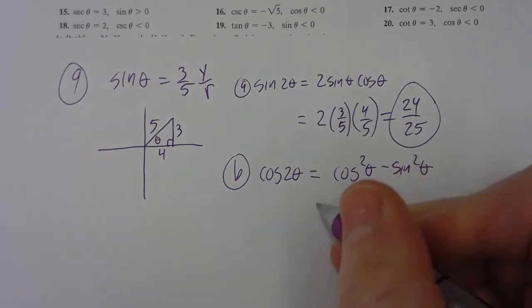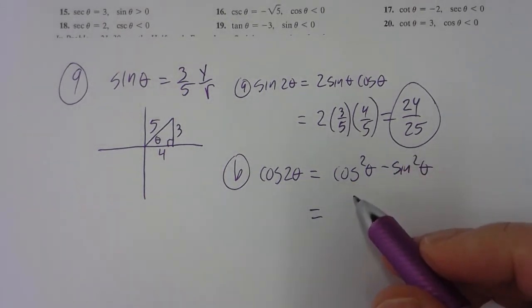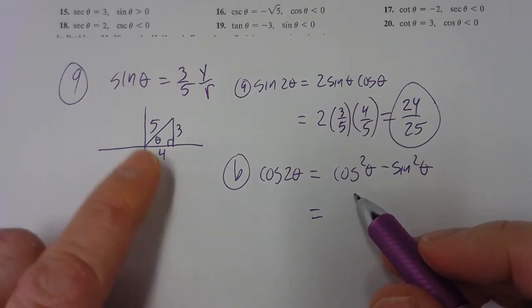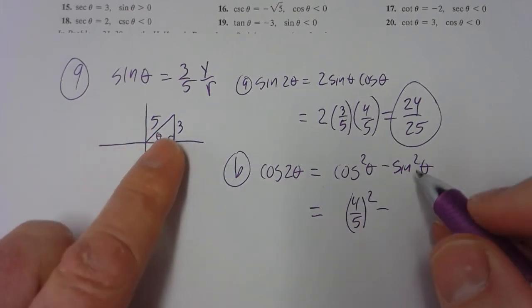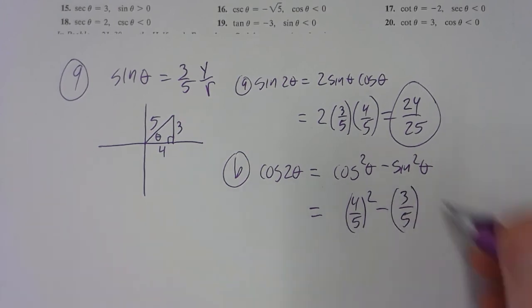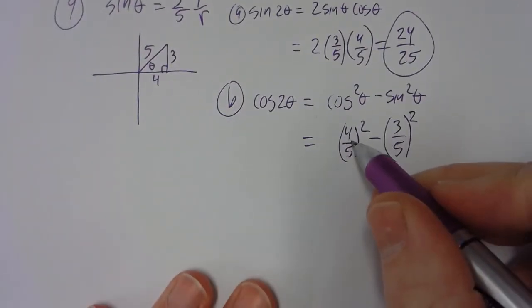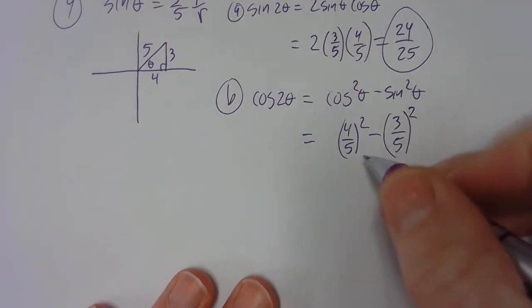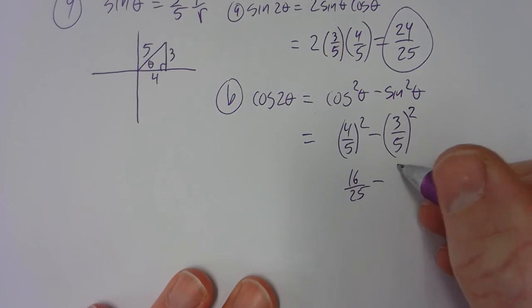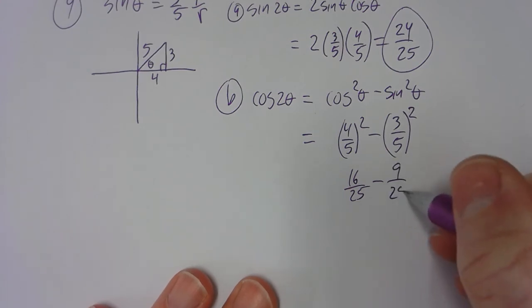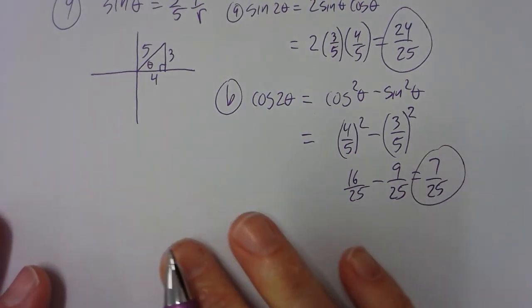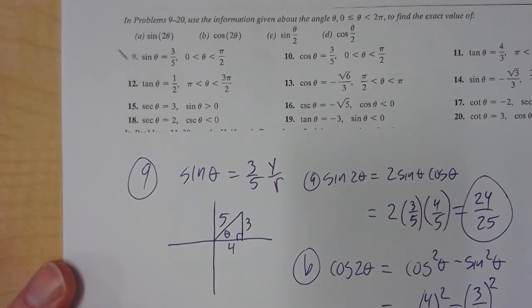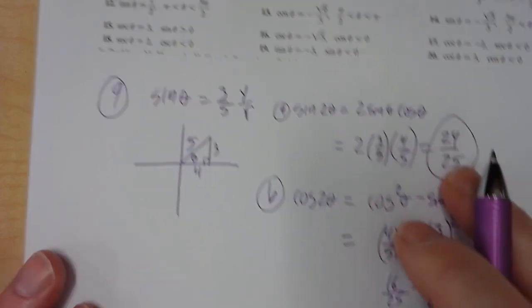All right, so then we get cosine. Cosine of theta was the 4 fifths. We got to square that. And we got a 3 fifths, right? And we got to square that. So we get 9. No, that's 16 minus 9. So it's 16 25ths minus 9 25ths. So 7 25ths. All right. So we got this one and this one.